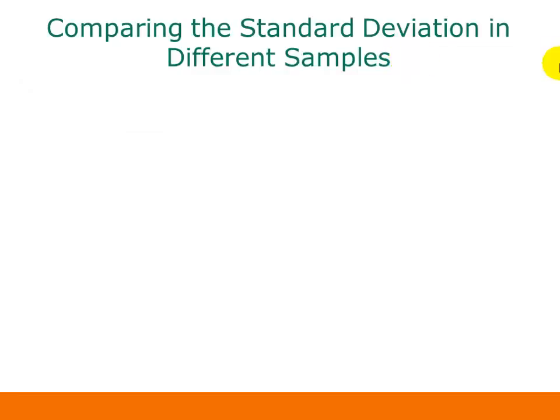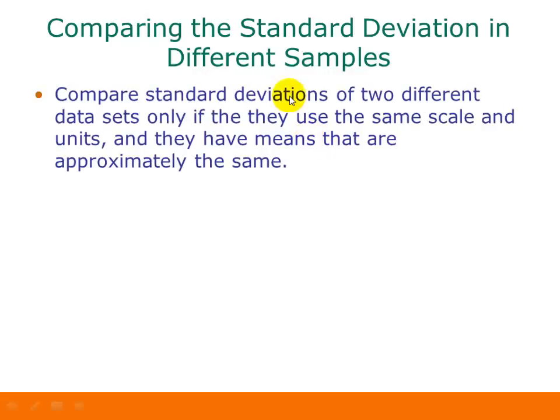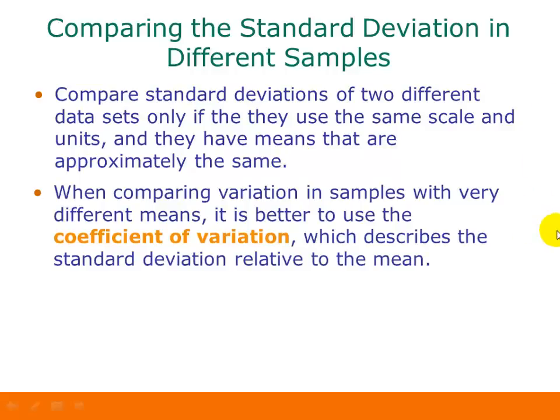Now, if we have two different samples, sometimes we can compare the standard deviations easily, but for some samples that doesn't work very well. So we only want to compare standard deviations for two different data sets if they use the same scale and units, and if they have means that are approximately the same. If we're comparing variation in samples with very different means, it's better to use the coefficient of variation, which describes the standard deviation relative to the mean.